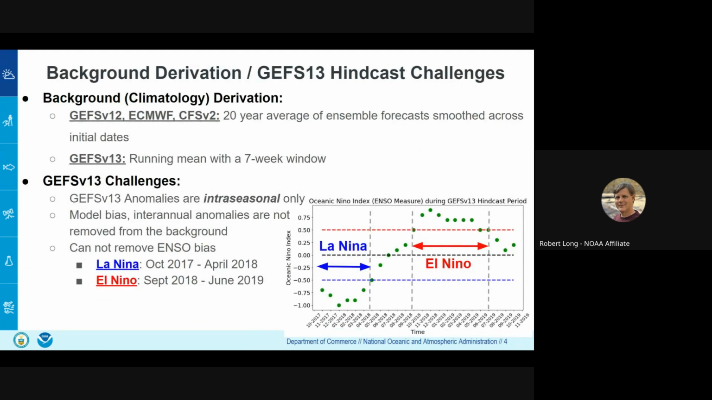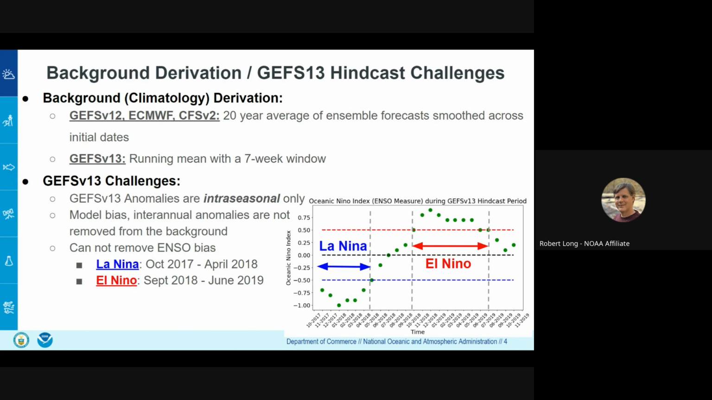A quick follow-up on the GEFS13 hindcast mini data set. For hindcast evaluations, we need to define the climatology, or define the background, and correct for bias. This is a straightforward process when you've got a 20-year record or longer. With a 2-year record, not so much. The challenge is that the model mean bias and the interannual anomalies cannot be separated. There are multiple ways to derive a background when you have a short period like this, and each one has its own strengths and its own limitations.